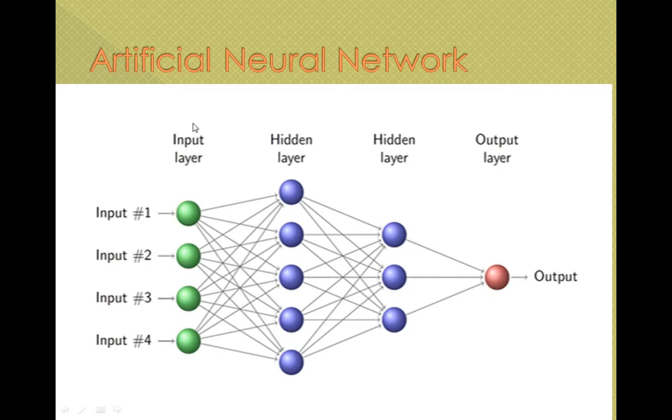So here our input layer is composed of four different processing elements that are working parallelly, and each single processing element is interconnected to multiple processing elements of the hidden layer, and these interconnections carry different weights that guide the processing of the information or the signal which they carry.